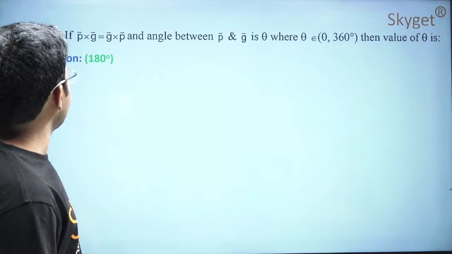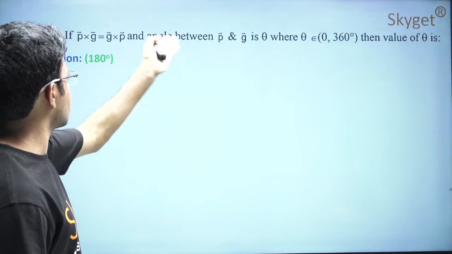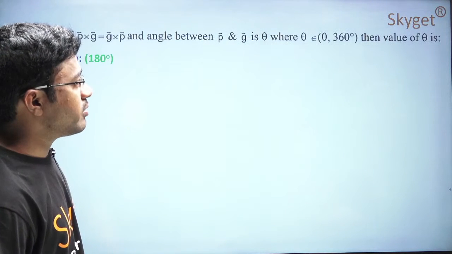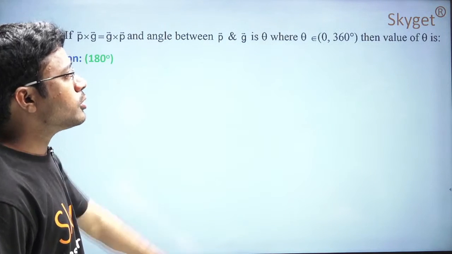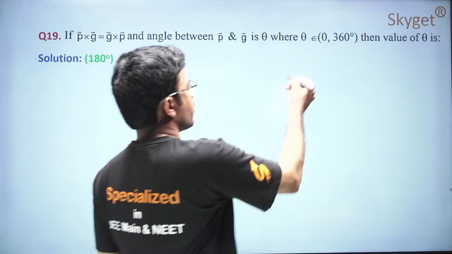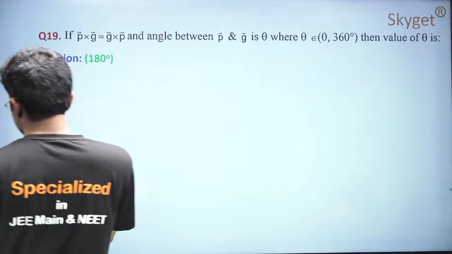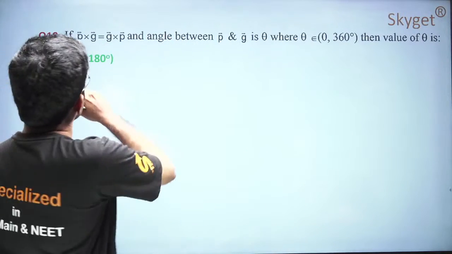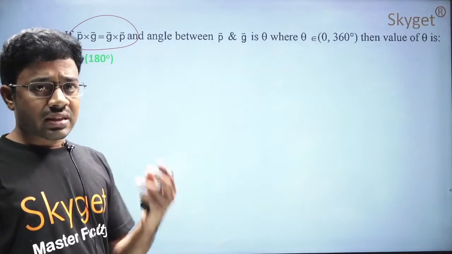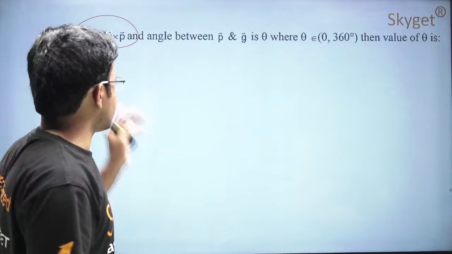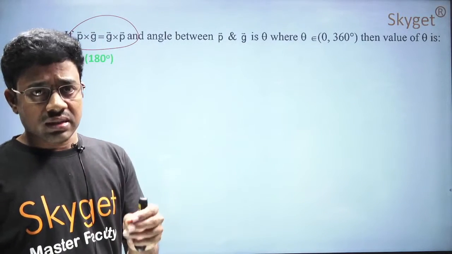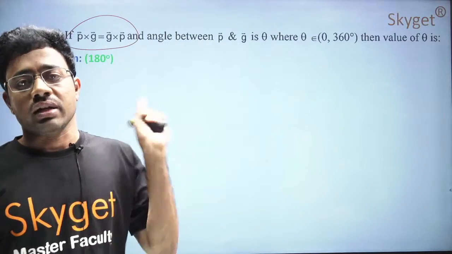Next, in problem number 19, it is said that P cross G is equal to G cross P, and the angle between P and G is theta, where theta belongs to the closed interval of 0 and 360 degrees. This is a very important key term, because it is a closed subset. P cross G equals G cross P happens in 3 cases: either P is 0, or G is 0, or the angle between them is 0 or 180.